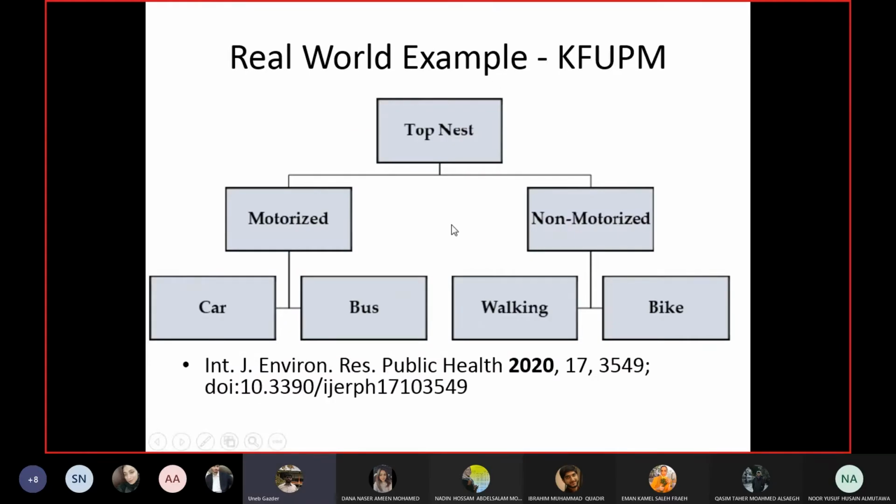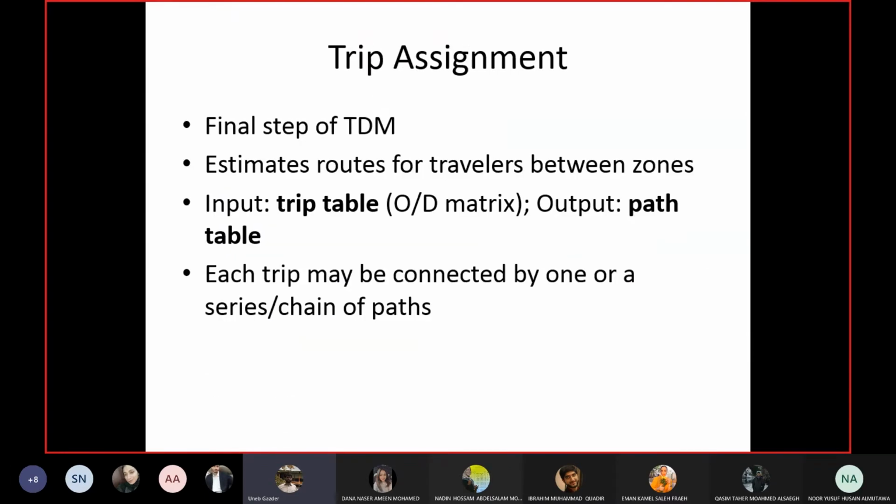This is from our published paper. You can see the reference here. The mode choice only has two groups: motorized and non-motorized. Motorized are car and bus, and non-motorized are walking and biking. This is from the student data we collected from KFUPM, King Fahd University of Petroleum and Minerals, in Saudi Arabia. I have some friends there, and I wrote a paper with them. You can see the reference here, and you can have a look at the paper. You will see more advanced models there if you want to have a look.